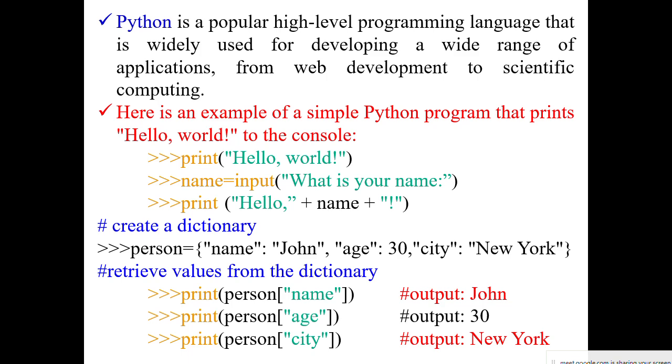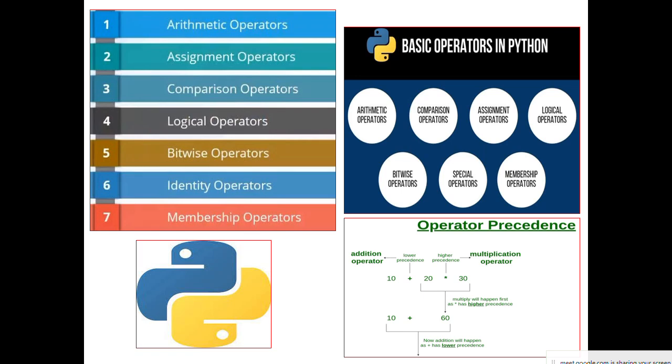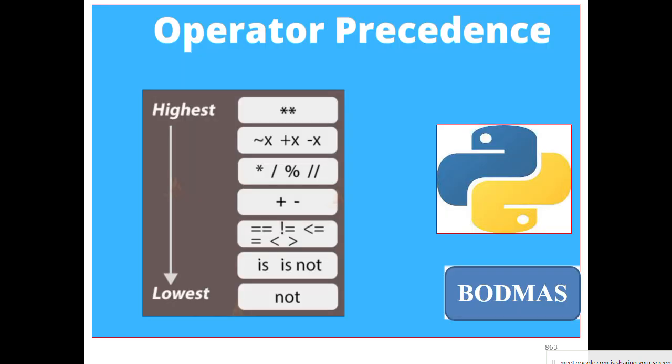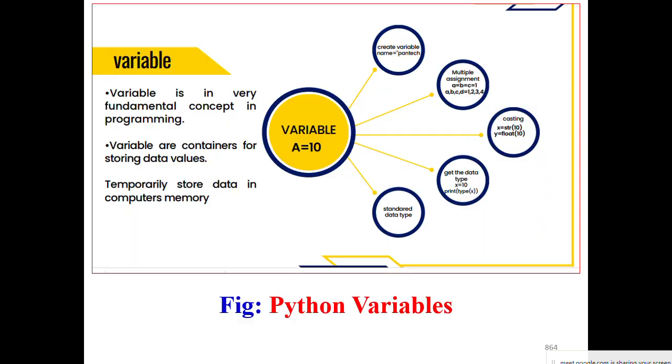Then arithmetic operators, assignment operators, comparison operators, logical operators, bitwise operators, identity operators, membership operators, which you might have seen. Operator precedence: based on BODMAS it will perform the operations like bracket, order, division, multiplication, addition, subtraction. See the example. First priority is exponent, star star, then negation, x plus, x minus, then star, slash, then so many things. Is not is the last in operator precedence.